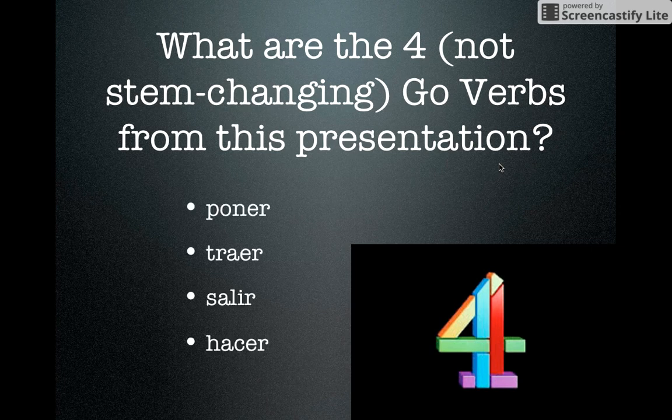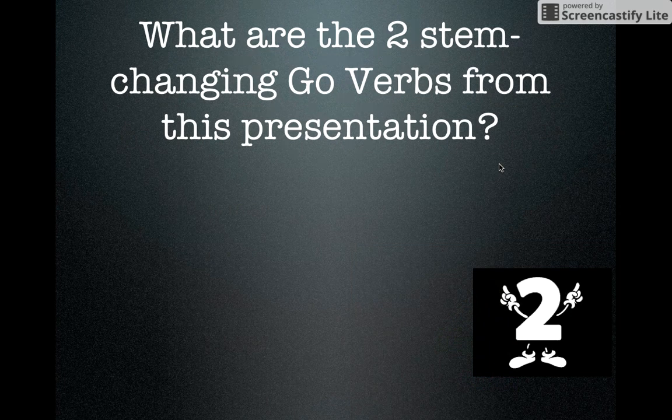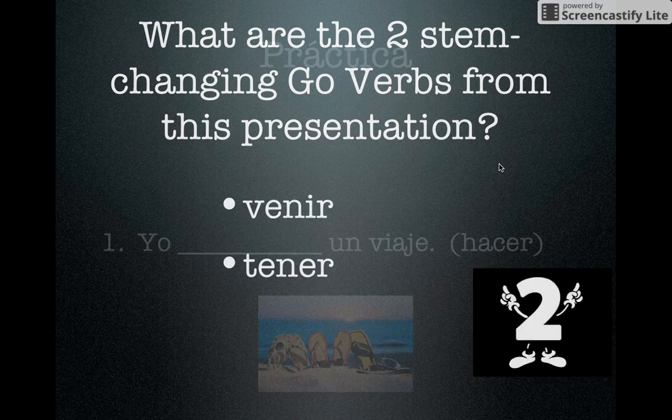Okay, so the first one, poner. The second one, traer. The third one, salir. And then the last one is hacer. And so what are my two stem changing ones that we talked about in this presentation? Venir and traer. So remember those two.